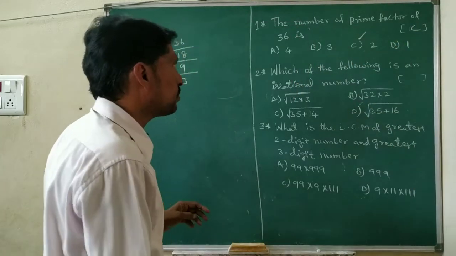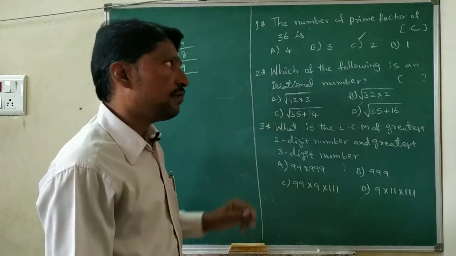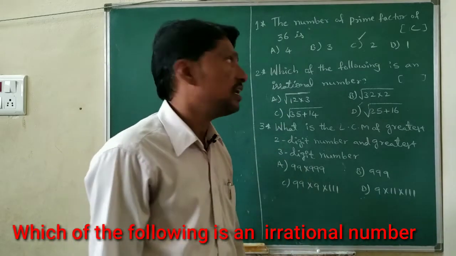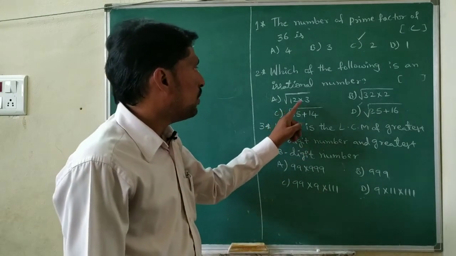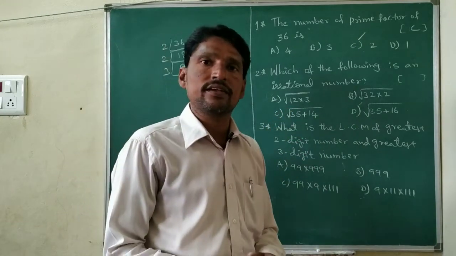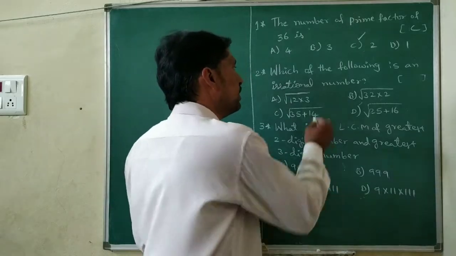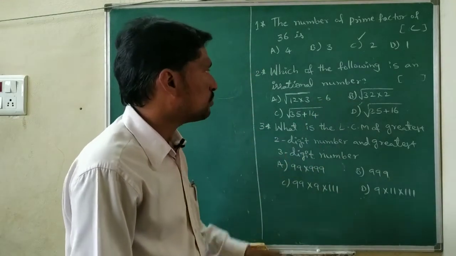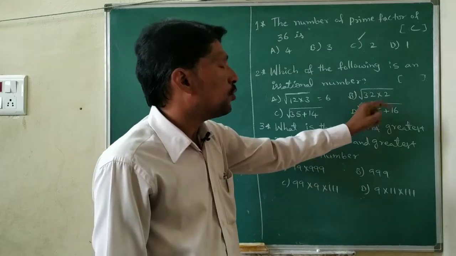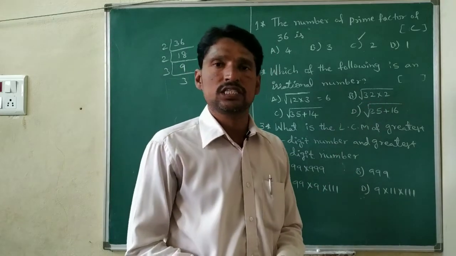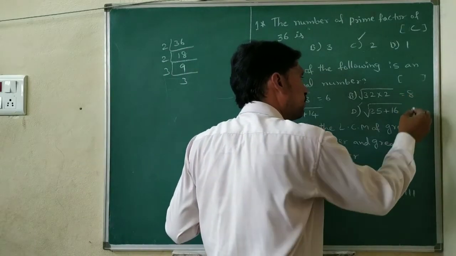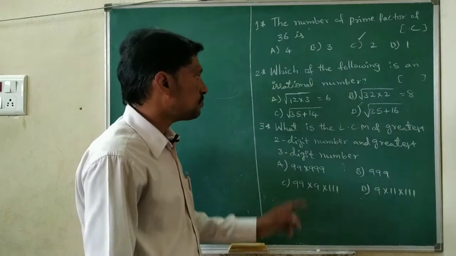Option C. Next one. Which of the following is an irrational number? Which is the irrational number? So 12 into 3, that is 36. Root 36 value is 6. Means 6 is a rational number, not the option. 32 into 2, that is 64. Root 64 is 8. 8 means it is a rational number.